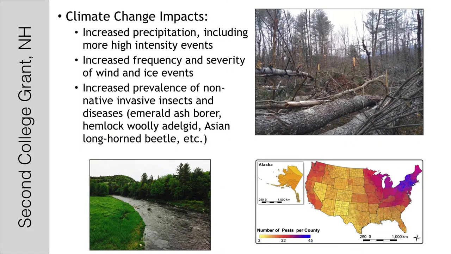Again, some of the climate impacts that we're thinking about at this site are increased precipitation with really high-intensity events, increased frequency and severity of wind and ice events, and the increased prevalence of those non-native invasive insects and diseases. So we're concerned about hemlock woolly adelgid, emerald ash borer, which is an invasive that's very predominant across the northeast and midwest of the US, and Asian longhorn beetle. This map on the lower right shows the number of invasive insects across the US. You can really see that the number of pests per county significantly increases with those darker colors. So in this New Hampshire site, the amount of invasive insects and diseases is a huge concern.